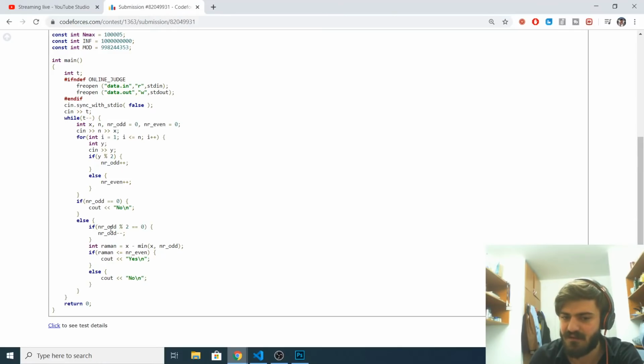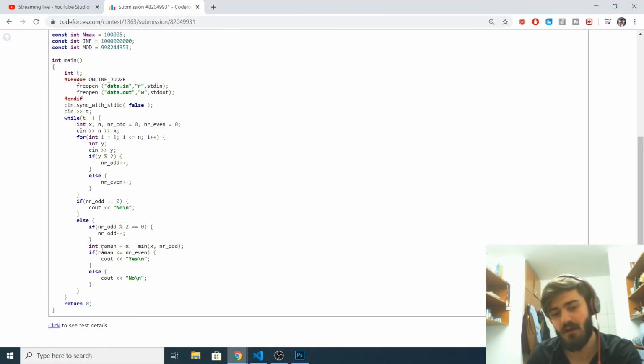Else, I take a look at the number of odd elements. If the number of odd elements is even, I'm going to decrement it. Because let's say I have 6 odd elements. I'm not going to use 6. I'm going to use at most 5, because it has to be odd, right? So if it's even, I decrement it, and then I pick the minimum between x and that number after I made it odd. So let's imagine I have 6 odd elements. It's even, I decrement, now there are 5, so I can use 5 odd elements, but I can use at most x, so I take the minimum between x and the number of odd elements, and x minus this minimum is the number of elements that are going to remain, so I'm going to need this many even elements.